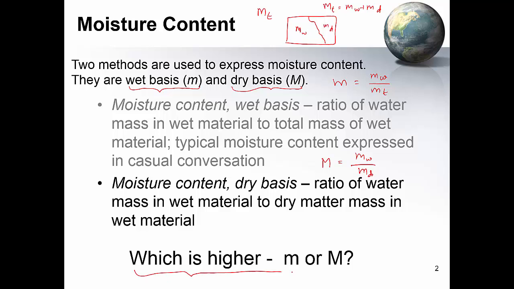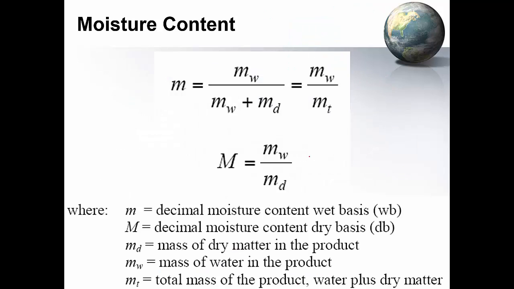Which is higher, the wet basis or the dry basis? Because the denominator is big, the wet basis is small. Because the dry matter denominator is small, this is higher. Okay. So again, here is the formula. The moisture content in wet basis is equal to the mass of the water divided by the total mass, which is nothing but the mass of the water plus dry mass. Here is the dry basis.